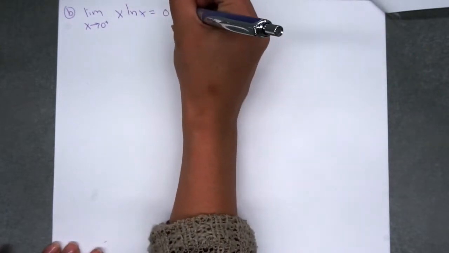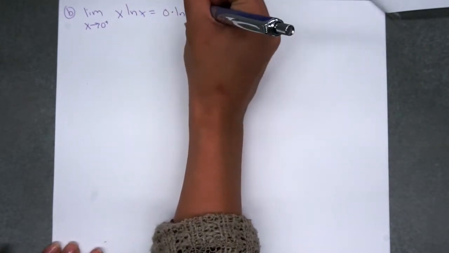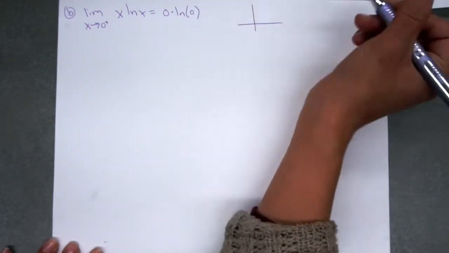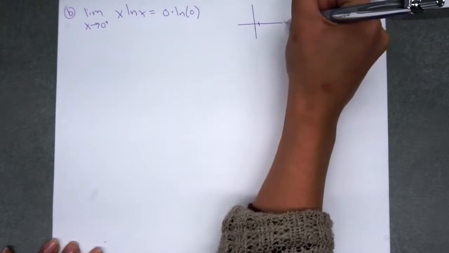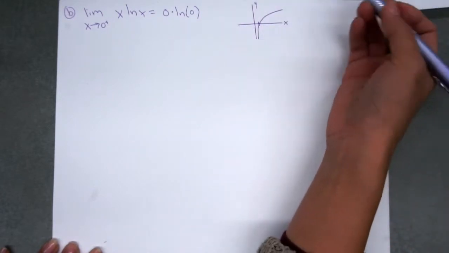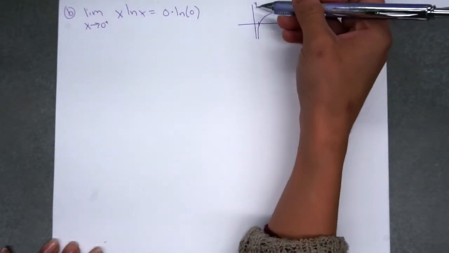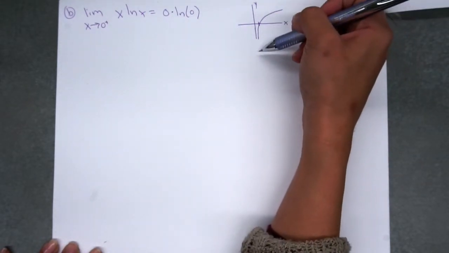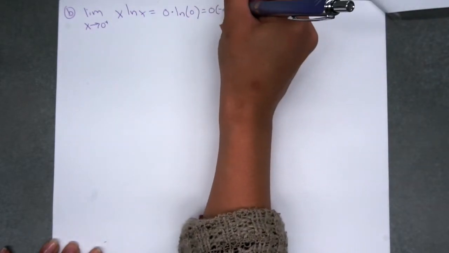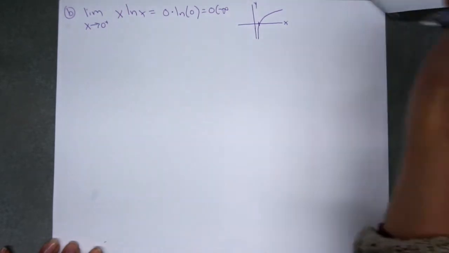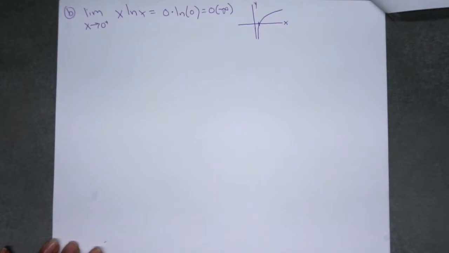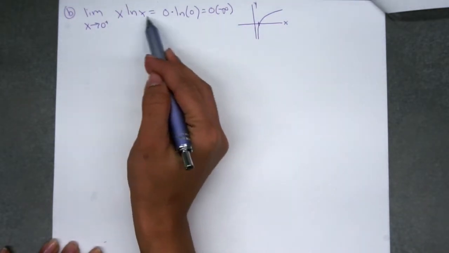We would get 0 times natural log 0, and the natural log graph looks like this. So as x approaches 0 from the right side, natural log x approaches negative infinity. So we would get 0 times negative infinity, and that is one of the indeterminate forms that we had. So we need to make this into a fraction.